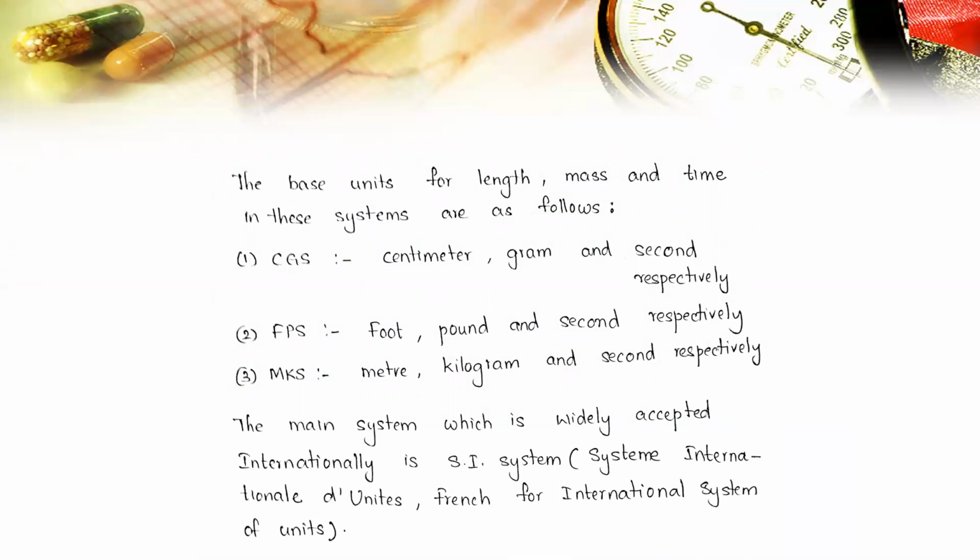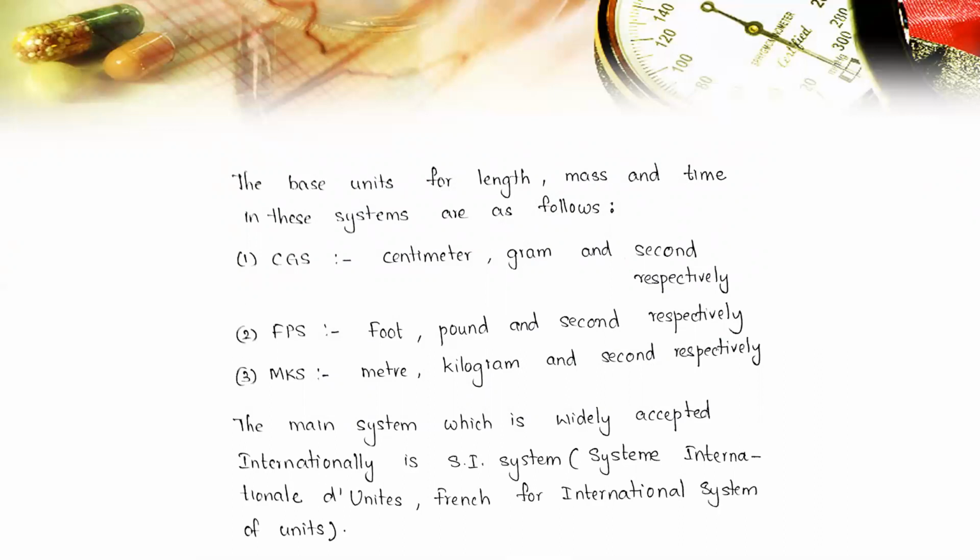CGS is the first system. C stands for centimeter, G stands for gram, S stands for second, respectively. The main base units are length, mass, and time. Therefore, in the CGS system, for length it is centimeter, for mass it is gram, and for time it is second.